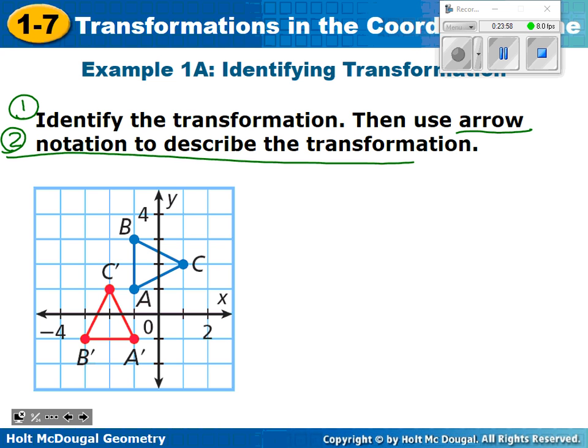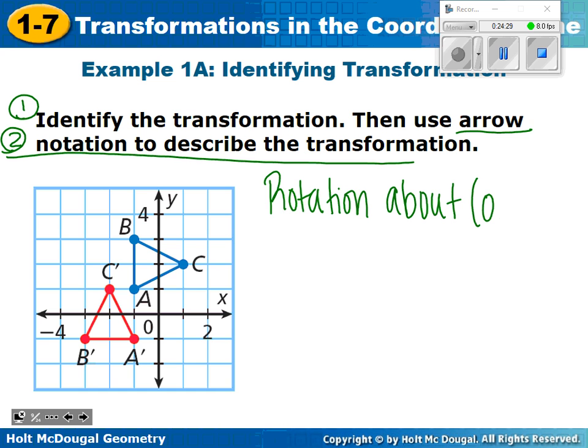Okay, if you're not sure, you can always get a piece of tracing paper and trace your shape and then physically slide it or flip it or hold your pencil at the origin and turn it and see, does it land on top of each other? Okay, but it is definitely a rotation. So now what are all the things you have to tell me? It's a rotation about what? As well as give the center of rotation. All right, so what is my center? What am I rotating about here? 0, 0. Or you can say origin. It's a rotation about the origin.